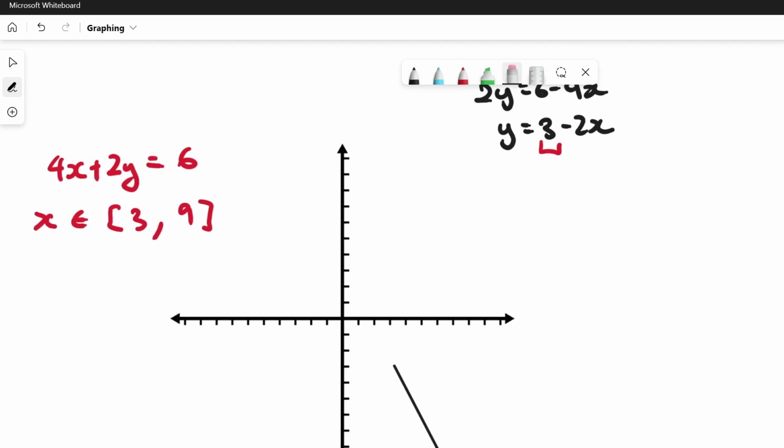So this would be the graph 4x plus 2y equals 6, with the x domain being 3 to 9, including. And I forgot to mention before, but how we signify that it's including is we put the solid dots here to signify that it's including 3 and 9. And if, say, the brackets were like this, x is between 3 and 9, the dots would be like this. It'd be an open dot to signify that they don't include 3 and 9.